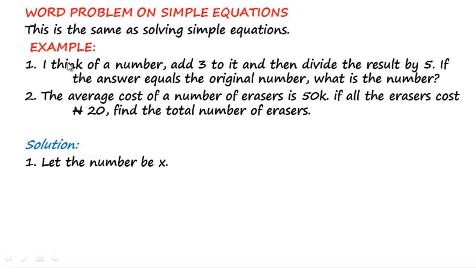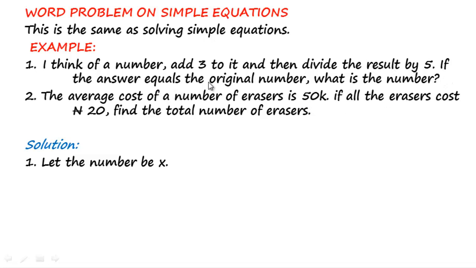Now let me go back. I think of a number. Think of that number. It could be x. Since you don't know the specific number, it could be a, it could be k, it could be w. But we are taking that number that you think about to be x. You add 3 to that number, which is x. You add 3 to x, that is x plus 3, and then you now divide x plus 3, which is the result, by 5.